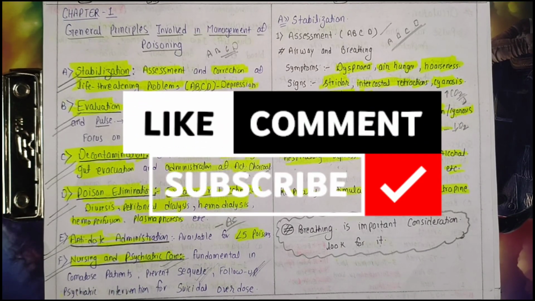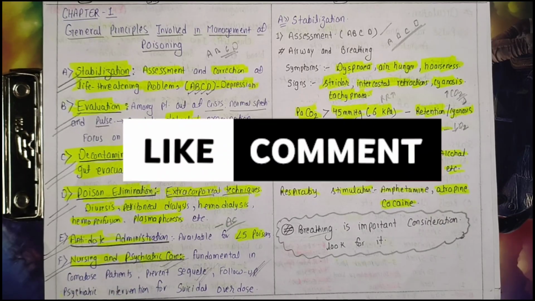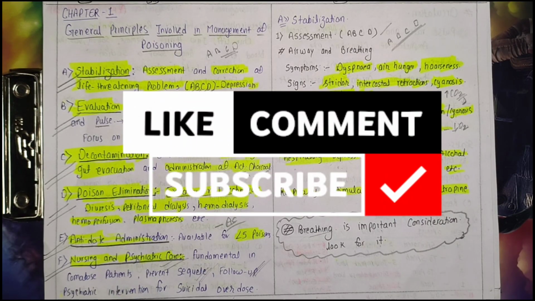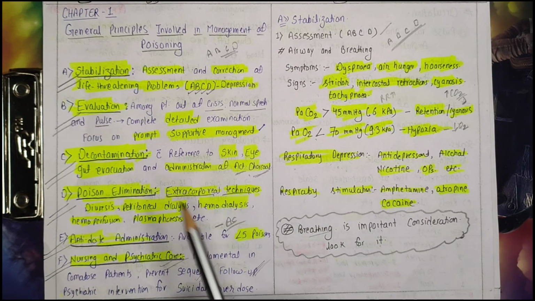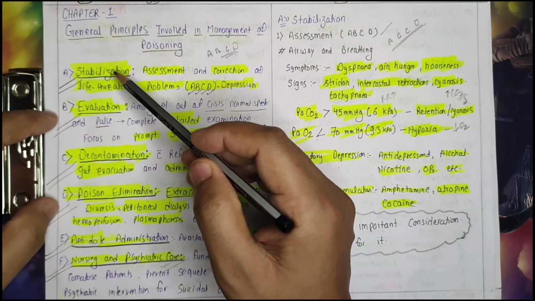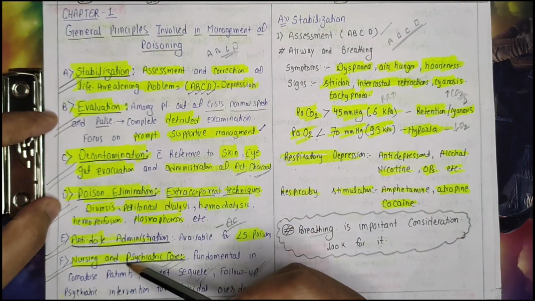In continuation of the previous class on the introduction to the topic and some background information about clinical toxicology, today we are going to see the most important topic of the clinical toxicology syllabus, that is Chapter 1, the general principles involved in the management of poisoning, which gives us the basic idea of the principles involved in the management of poisoning cases. So basically we have six principles.